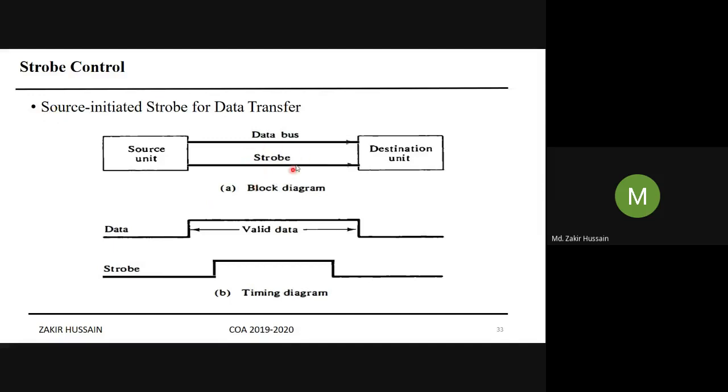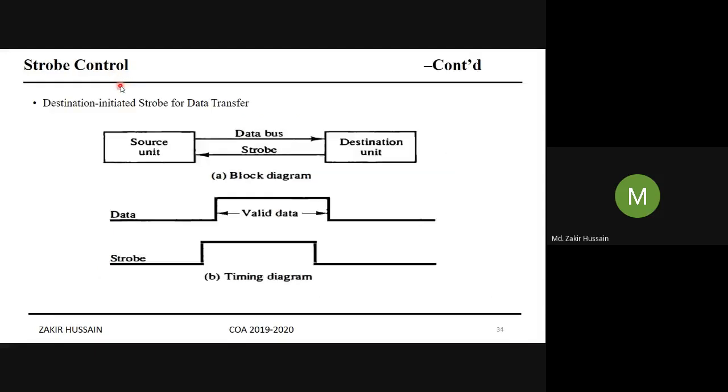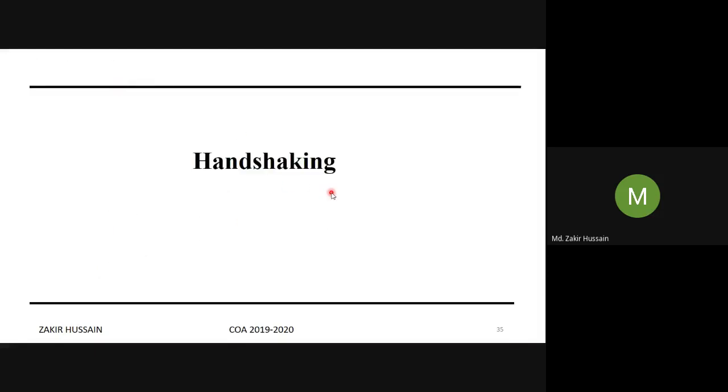With the help of this strobe signal, the destination unit is made aware that the source is trying to transmit something. As long as the strobe is high, the data that is on the data bus is valid for the destination. That's how we managed in strobe control. The other way around, we managed in handshaking.